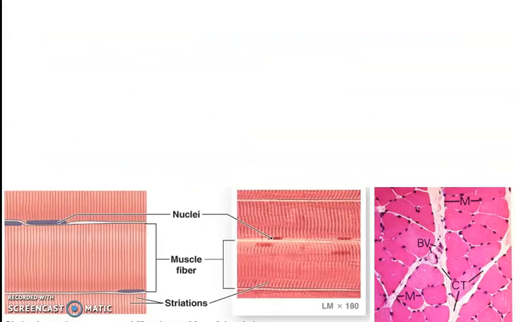So, skeletal muscle. What do you notice about skeletal muscle? The first thing that I notice, it has a banding pattern. Dark, light, dark, light, dark, light, and that is called striations. It's also long parallel cells, and the nuclei are on the outside. That's called peripheral nuclei.